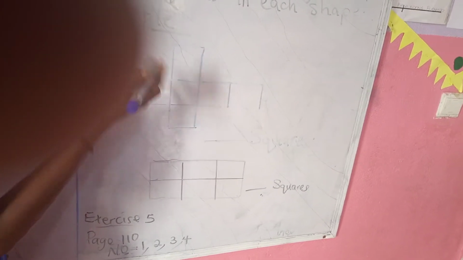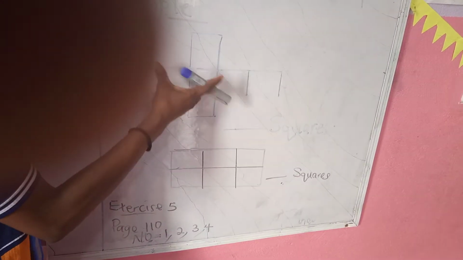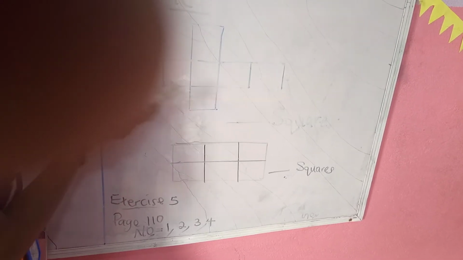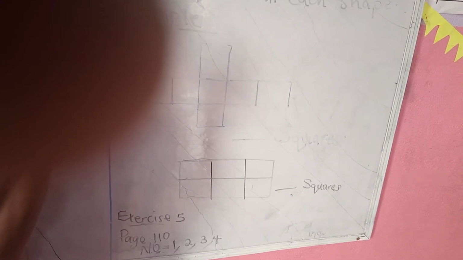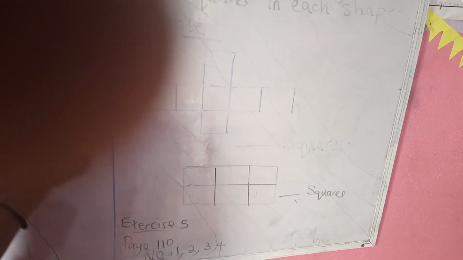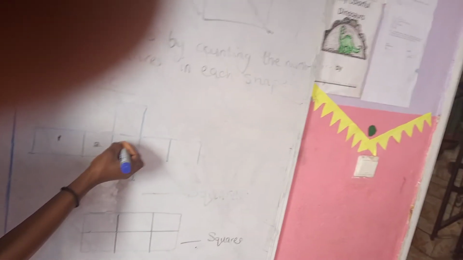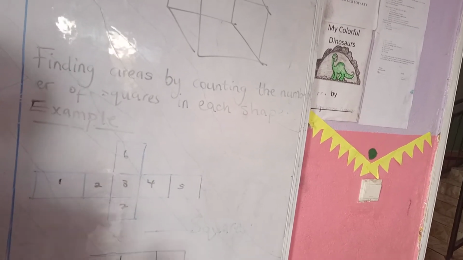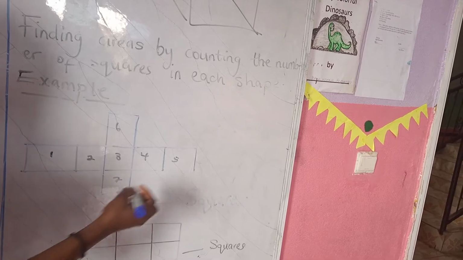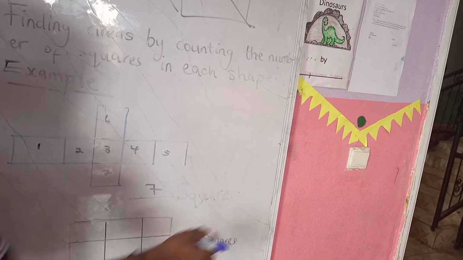Now look at this example, look at what I drew here. They said we should find the area by counting the number of squares. Look at this shape. Now you can see this is a square, this is a square, this is another square. So we are asked to count the number of squares in each shape. Now let's start counting from this side. 1, 2, 3, 4, 5, 6, 7. Please, how many squares are we having here? We are having 7 squares. Just write it here. 7 squares.